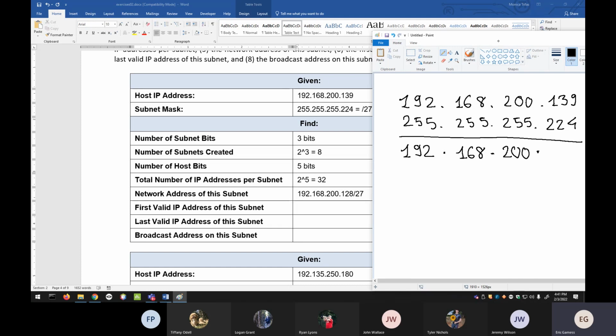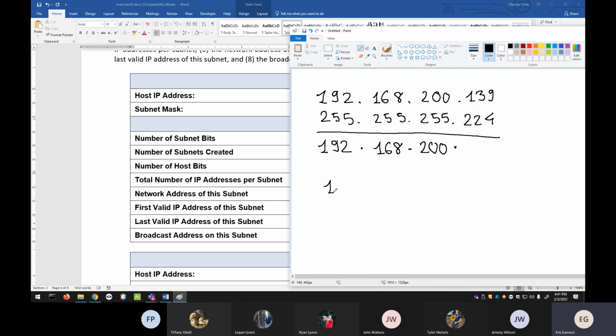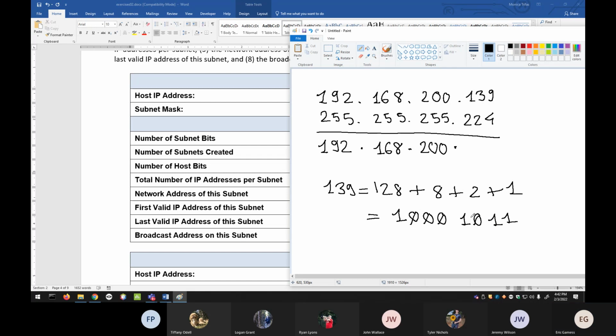I better put it in binary to see what will be the result. So let's put it in binary. What is 139? It's 128 plus 11. What is 11? 8 plus 2 plus 1. So 139 will be 1. 128 is there. 64 is not there. 32 is not there. 16 is not there. 8 is there. 4 is not there. 2 is there. 1 is there. That will be that in binary, no?